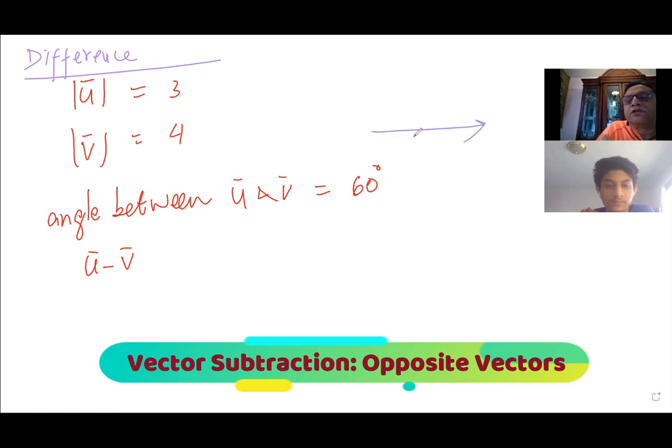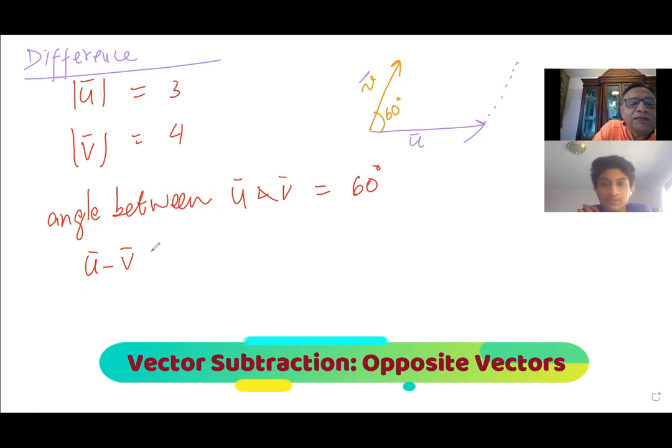So basically, if this is u, which is 3 units, then v is at an angle of 60 degrees. Is that okay? Yes, sir. And the angle between them is 60 degrees. This is what we are saying, correct? Correct. And on this side, we have vector u. And both magnitudes we know are 3 and 4. Now, when I say difference, u minus v, we have to now sketch a vector. If I sketch this vector here, do you see that? Then it becomes the same direction.